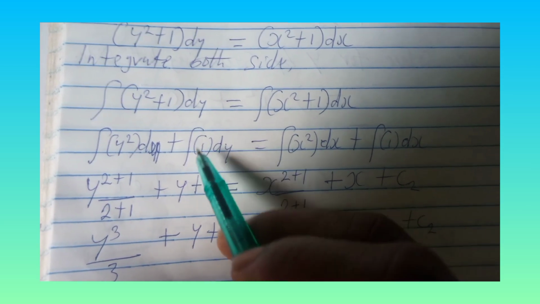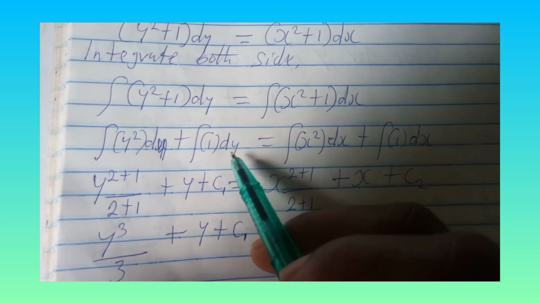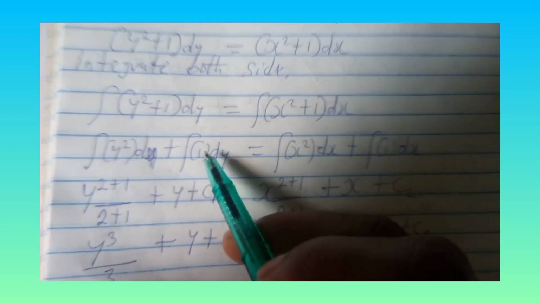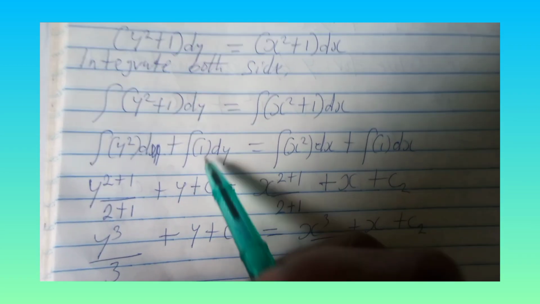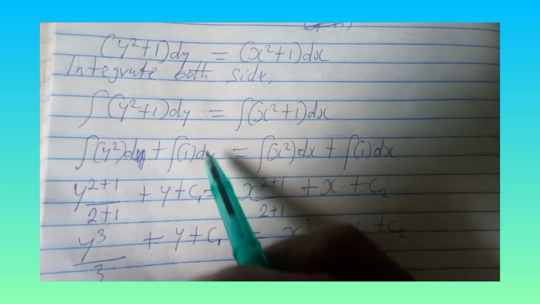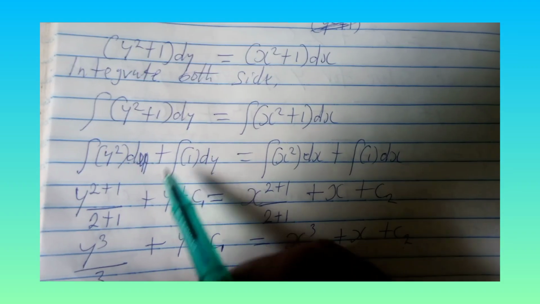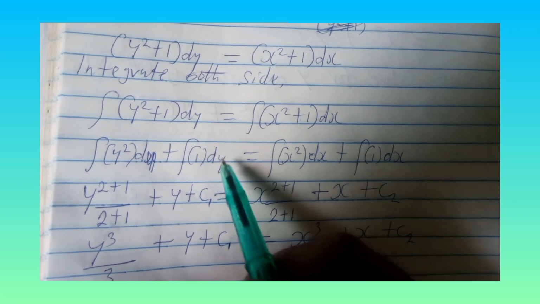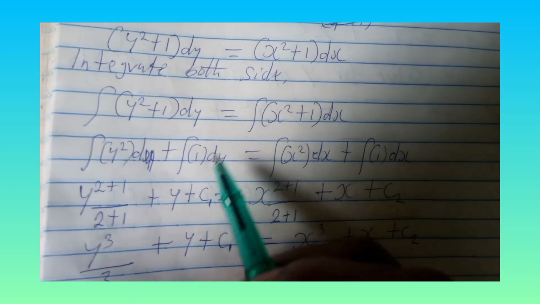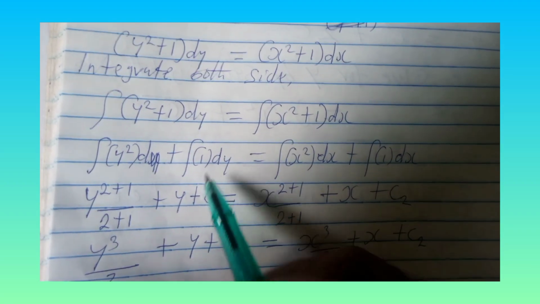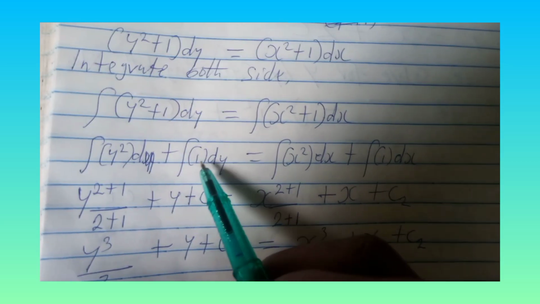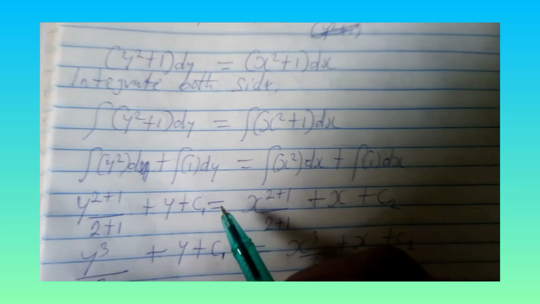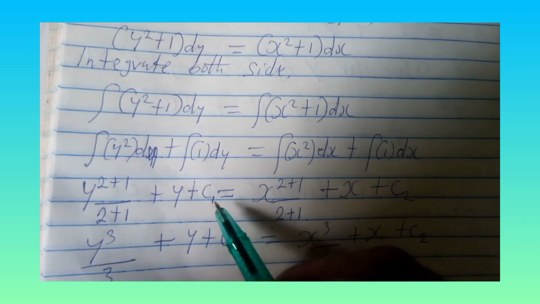When we integrate 1 with respect to dy, we are going to have what? Y. That is it, because this 1 is a constant. So when we integrate a constant, we integrate it with respect to the variable of integration. If it is with respect to x, it becomes x. But if it is with respect to y, it becomes y. So when we are integrating this 1 with respect to y, it becomes y. So in this case, we have y plus c1.